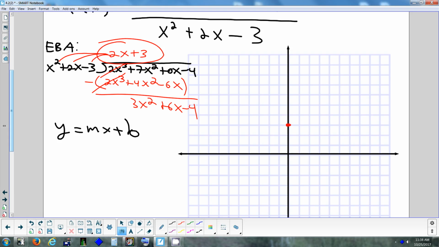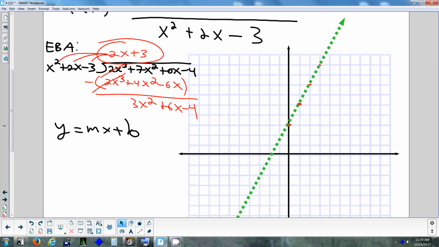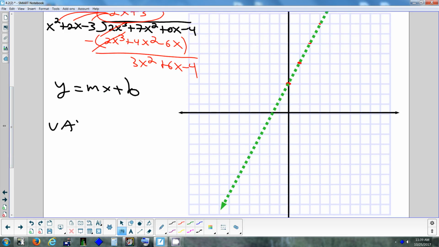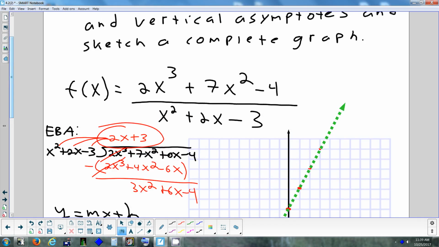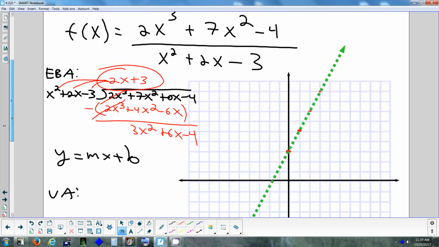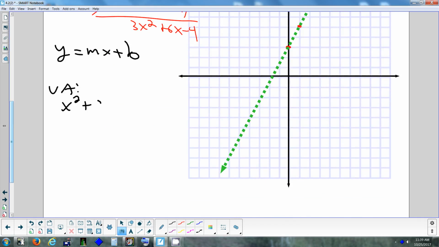Okay, so we'll graph our line. Put your y-intercept. Use rise over run. Get a couple points. And draw your asymptote. Okay, probably about like that. Okay, so there's your slant. Now the other thing we want to look for is the vertical asymptotes. Okay, so set the denominator equal to 0. If we're lucky, it'll factor. And then we won't have to do anything else. If not, we'll use quadratic formula.